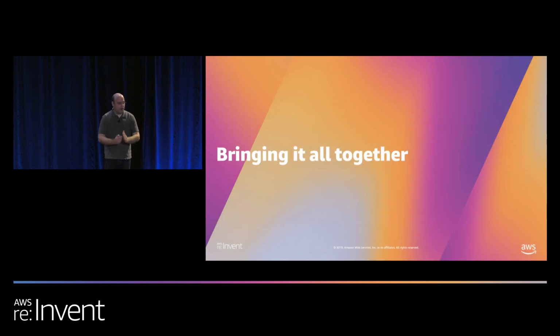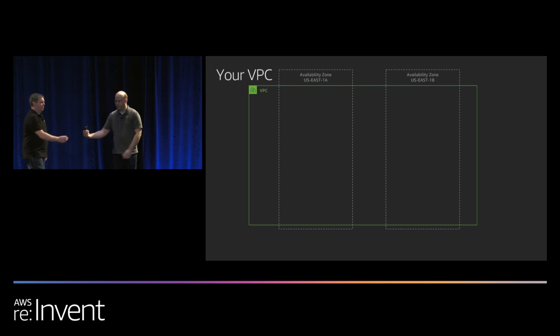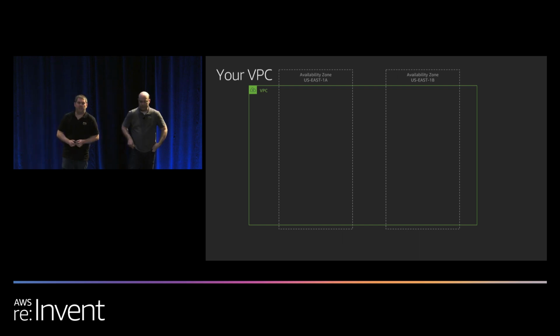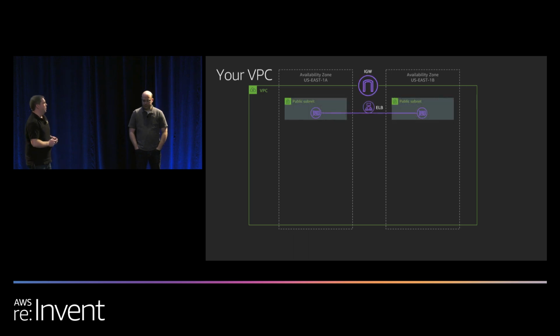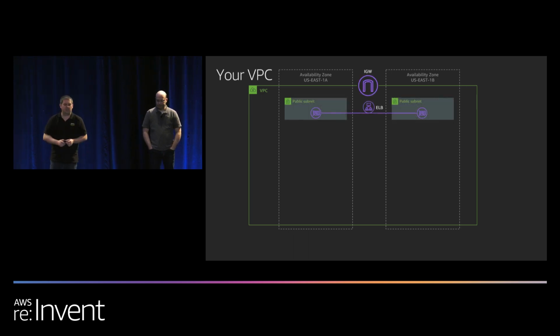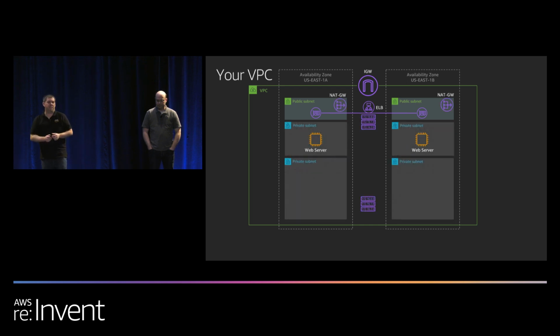Now we've given you a lot of concepts. We're going to try and stitch it together and give you a holistic picture. So let's go right the way back to the beginning and take our two availability zones and our VPC spanning them. We created some public subnets with our internet gateway and our elastic load balancing environment here. We created some private subnets with some EC2 instances to act as our web servers, a couple of NAT gateways to provide access out to the internet.